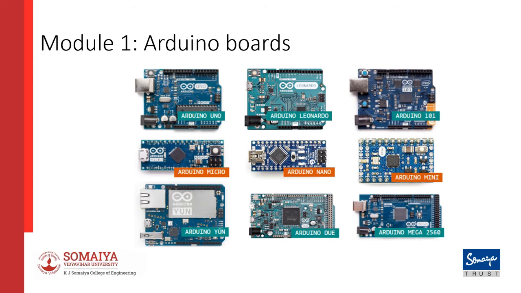In Module 1, we are going to learn about different types of Arduino boards. We will focus on Arduino UNO, Arduino Leonardo, Arduino 101. Then we will see the miniaturized version of different Arduinos like Arduino Micro, Arduino Nano and Arduino Mini. Then we will focus on different or advanced versions of Arduino, which are Arduino DUE and Arduino Mega 2560.